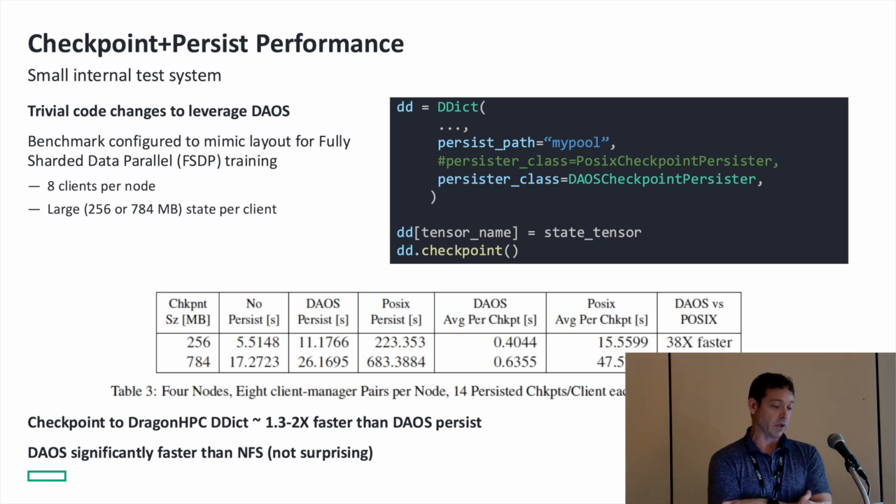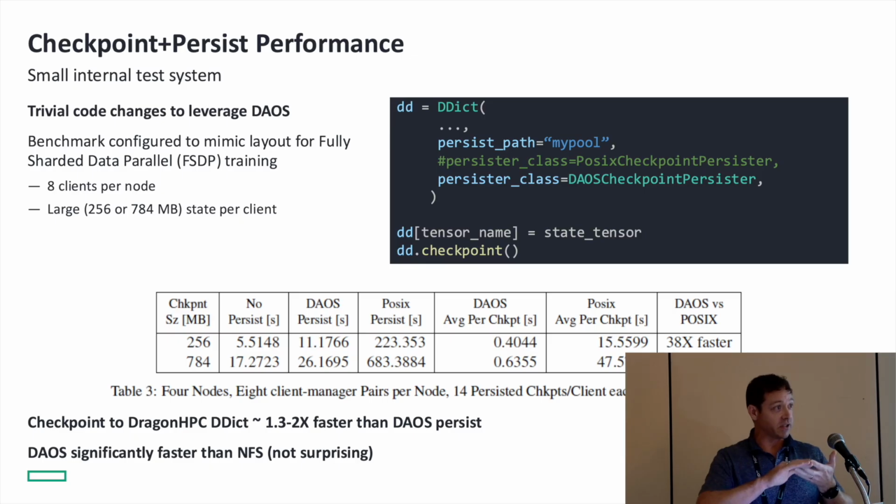Just as a simple example, we have a small internal system where I forget the exact configuration of DAOS. It probably doesn't matter too much in this example, but we built a little benchmark to emulate what happens in FSDP training, fully sharded data parallel. Each client has some unique state, but there is replication of state, and that's important because it allows us, implicitly from the algorithm, to have recoverability, because we've got multiple copies of different client state. So we'll do 8 clients per node and checkpoint what would presumably be a large tensor from training. In this benchmark, we're checkpointing constantly and persisting constantly, just to see what the overheads could be.